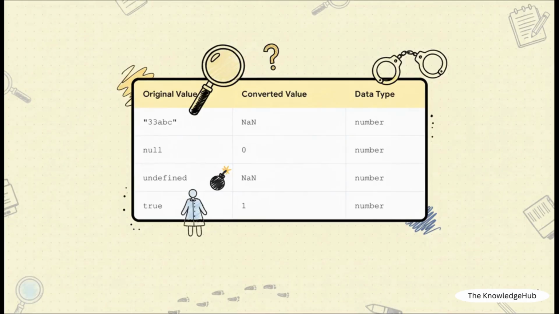So let's update our case file with what we've found. The string 33ABC becomes NaN. The value null becomes 0. Undefined, just for the record, also becomes NaN. And a boolean value, like true, it actually becomes the number 1. These rules might seem weird, but they're the rules of the game in JavaScript.